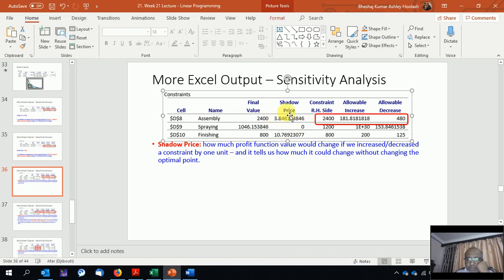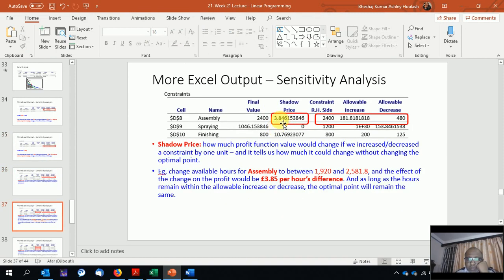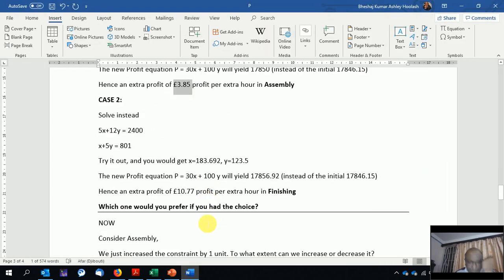So briefly to summarize, if I were to increase the constraint for the assembly by 1 unit, keeping the other binding constraint constant, I would make an extra profit of 3.85 pounds per hour. That's what it means. Similarly, I can do it for the finishing constraint, which is if I increase 800 to 801 by 1 hour, I was given 1 extra hour to work on the finishing. How much more profit could I have made?